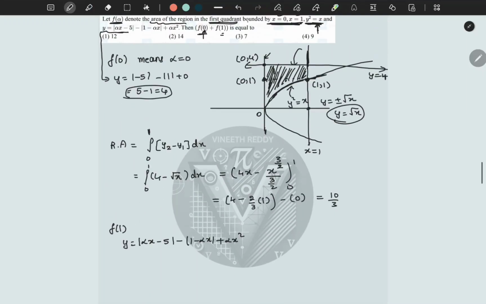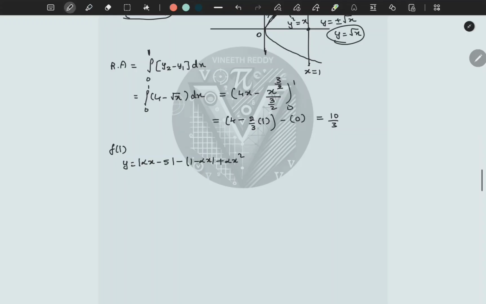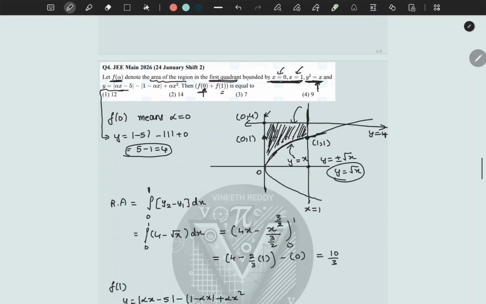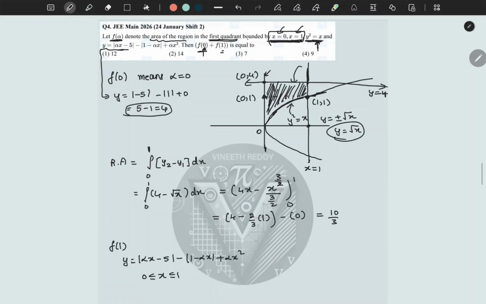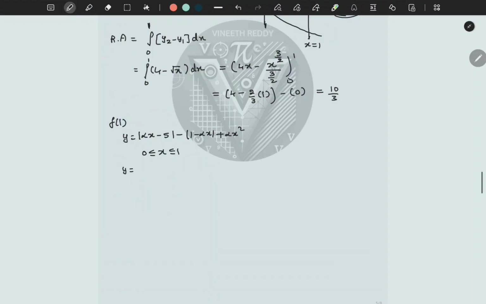square, right? So we are looking for the value of x in this region. That means 0 is less than or equal to x is less than or equal to 1. Why? Because x should lie between 0 and 1. I hope you are clear with this. So that means y will clearly be, so this part, anyways, f of 1 means alpha is equal to 1. So replace alpha with 1.